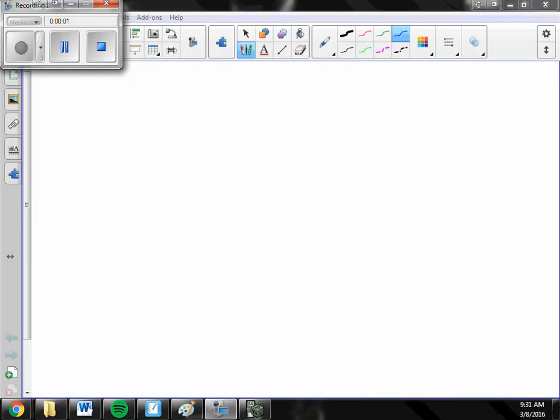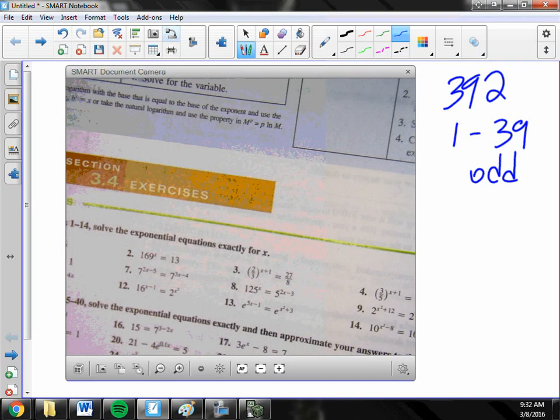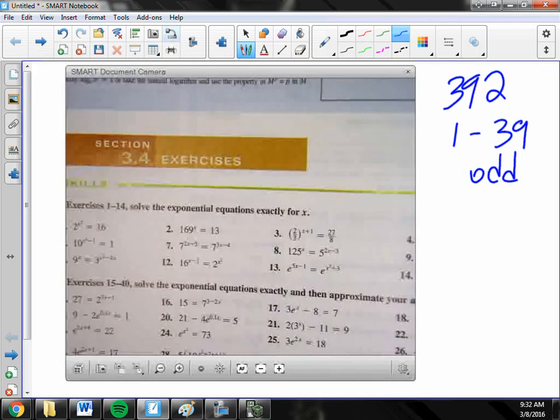Today we're moving on to page 392, problems 1 through 39 odd. So I'm going to solve a bunch of the even-numbered problems, and hopefully this brings back everything you learned last year, because this is all review. So turn to 392 and take a look at problem number 2.